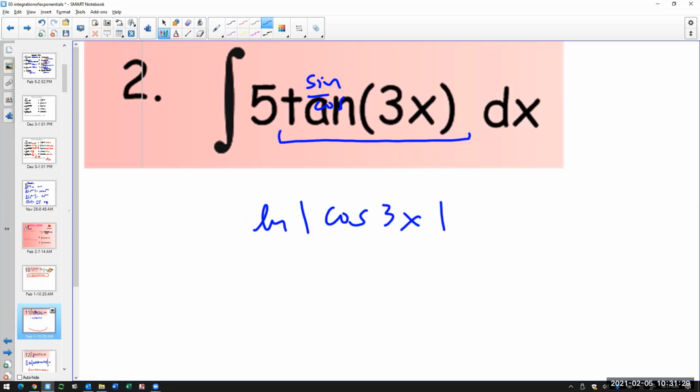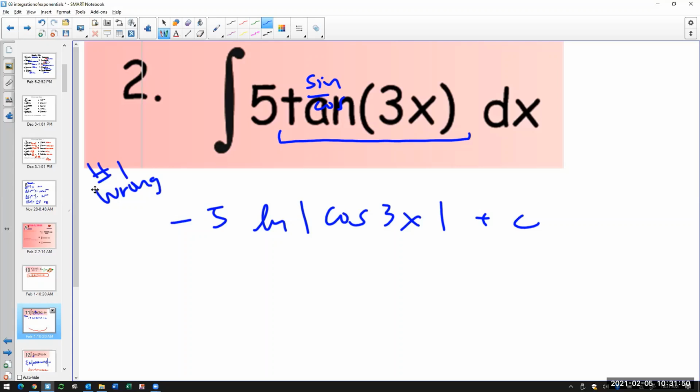Let me show you the number one wrong answer. What's wrong with this answer? Yes, you have to divide by the derivative of the inside. So the derivative of the inside is 3. All right, so the answer should be -5/3. You guys good with that?